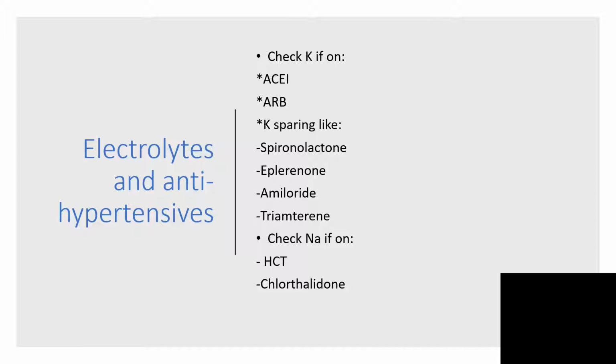Electrolytes that you have to keep an eye on while on some of these medications are potassium, if on ACE inhibitors or angiotensin receptor blockers, or potassium sparing diuretics like spironolactone, eplerenone, amiloride, triamterene. Why? Because they retain the potassium and send the fluid out. And you have to check the level of sodium if the patient is placed on hydrochlorothiazide or chlorthalidone.